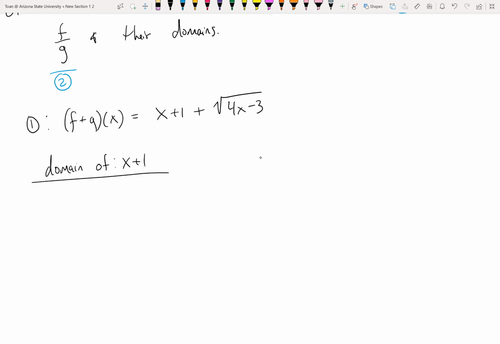Do I see any even roots? A square root, fourth root, sixth root? No, you don't. So guess what? The domain is all real numbers. The domain is everything. So the domain is negative infinity to positive infinity.